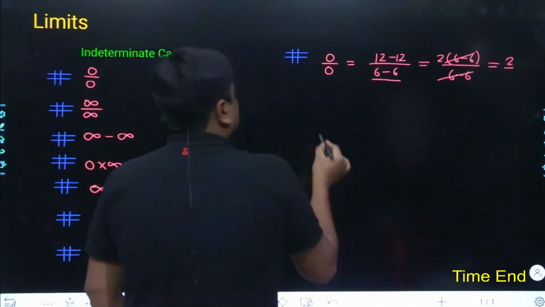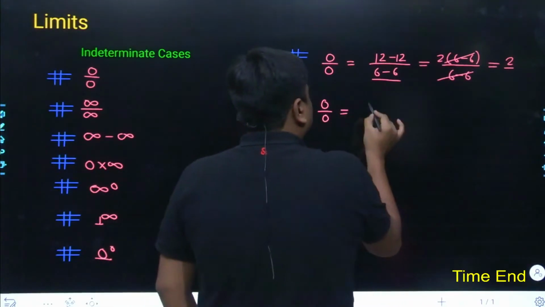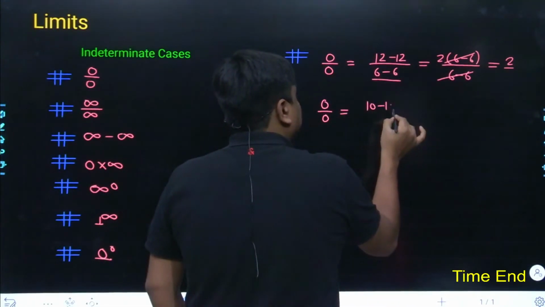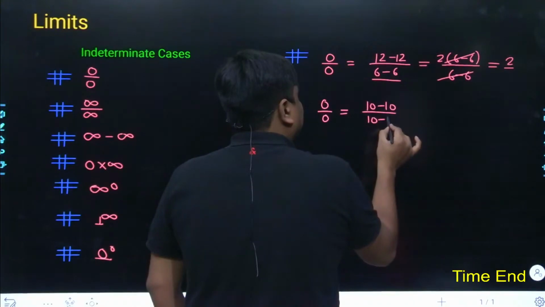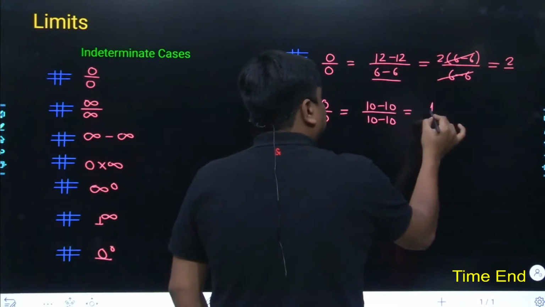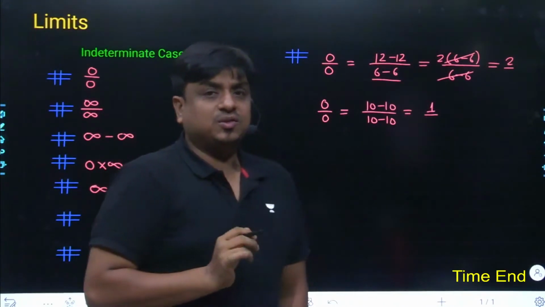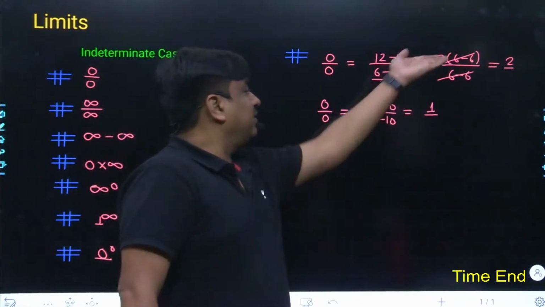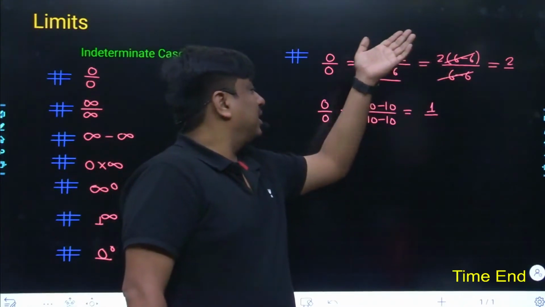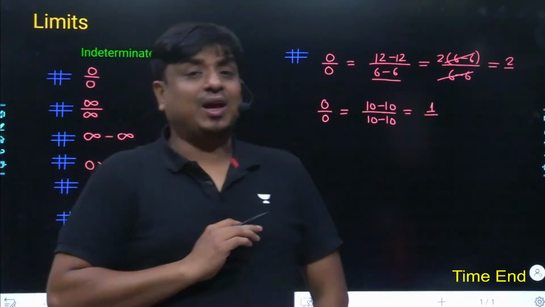You can take another scenario as well. 0 by 0 is also being taken as... Let's take 10 minus 10, which stands for 0, over 10 minus 10 again, which stands for 0. If you cancel them out, the result is supposed to be 1. So virtually speaking, if you think 0 by 0 stands for 1, I had given a counter question for that: this stands for 2. So that is what I am saying, you need not have any second thought.